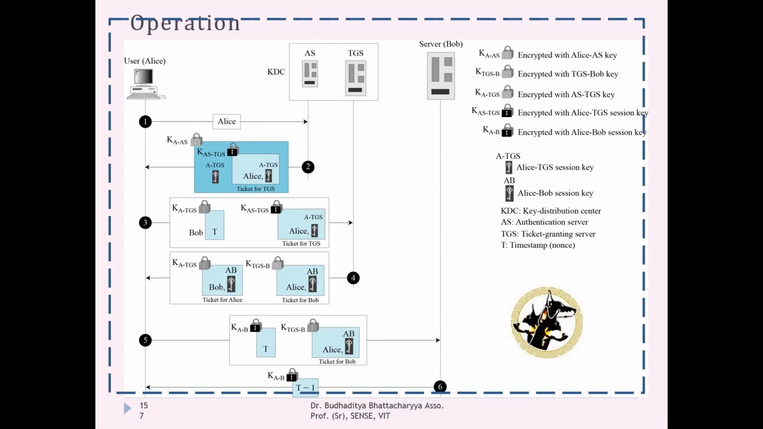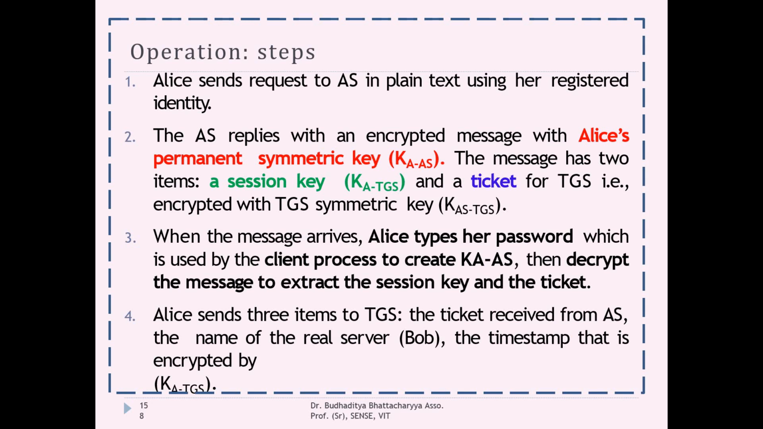You'll see the next line. Alice sends a request to the authentication server in plain text using her registered identity. This is the only protocol where the user directly sends a request to an authentication server. Normally the KDC will decide the authentication process. Here, the user directly directs the authentication process. So that's how it is unique and why it is different.